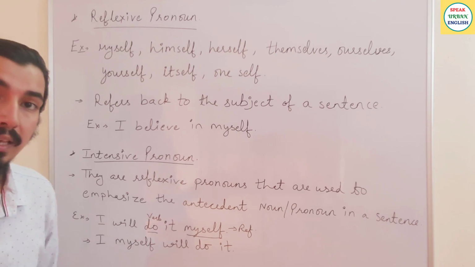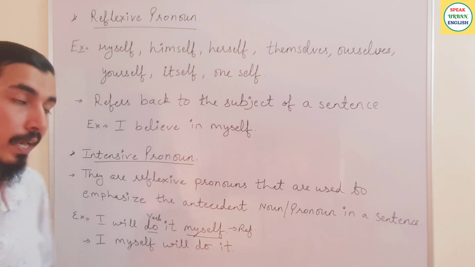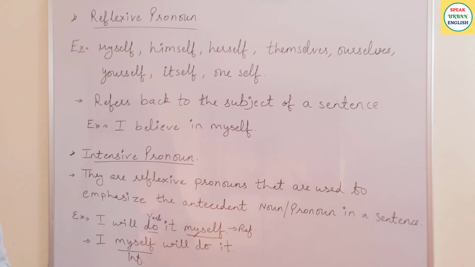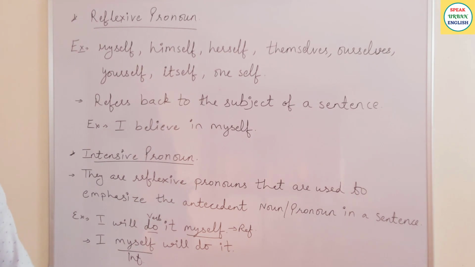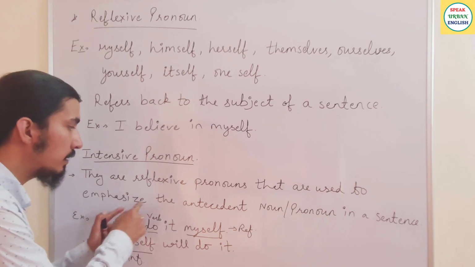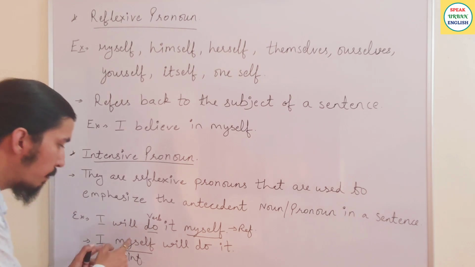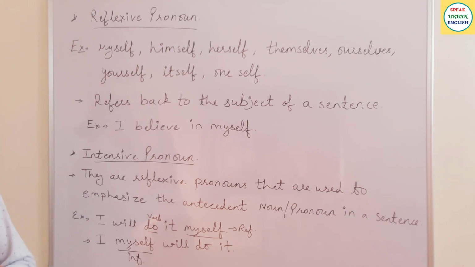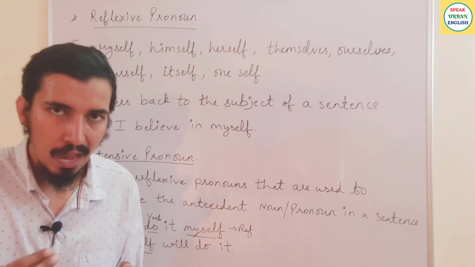Okay, but if I say I myself will do it, so here myself is used as an intensive pronoun guys, not as a reflexive pronoun. Why? Because it's emphasizing the antecedent noun or pronoun. So I is a pronoun. So myself is emphasizing on I, so it's acting as an intensive pronoun guys. So it's very simple but a bit confusing, so you have to understand this.